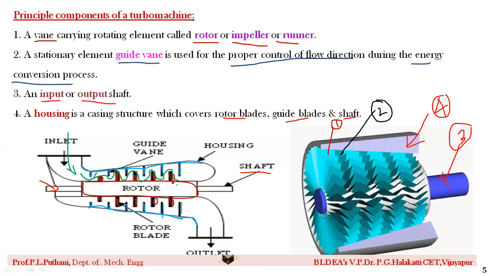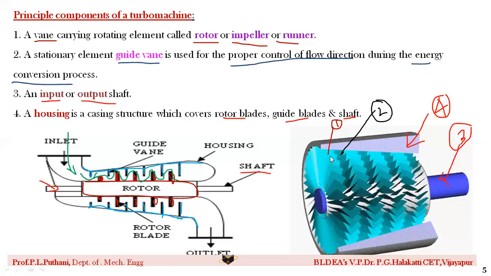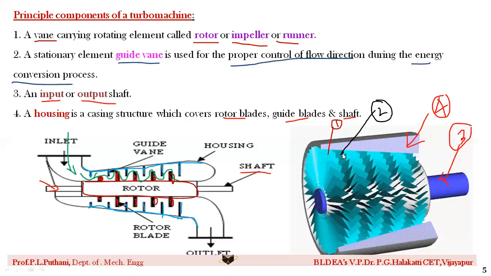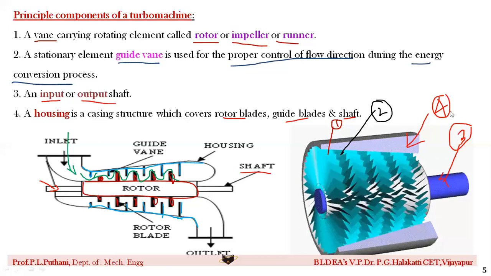So basically, these are things we need to know, especially when the energy is being transferred from a flowing fluid to the rotating element. So if you observe the video once more now, yes, as I was telling you, this is a rotating element, the rotor, the fixed blade guide vane, the input or output shaft, and this gray structure is the housing itself. These are the things you need to know.